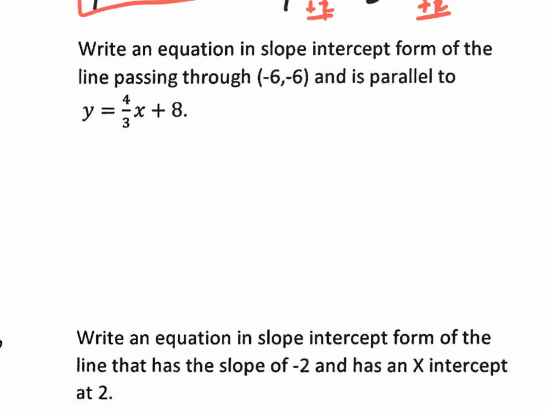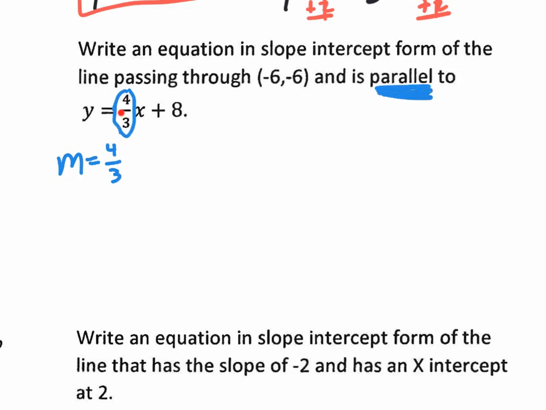Let's look at this next one right here. Write an equation in slope-intercept form of the line passing through -6 and -6 and is parallel to this guy. Okay, so what does this tell you? Parallel. It's the same slope. So indirectly, they do give us a slope. What's our slope? 4/3. It's 4/3. It's the same exact slope as this guy. Why is it the same? Because they tell us it's parallel.